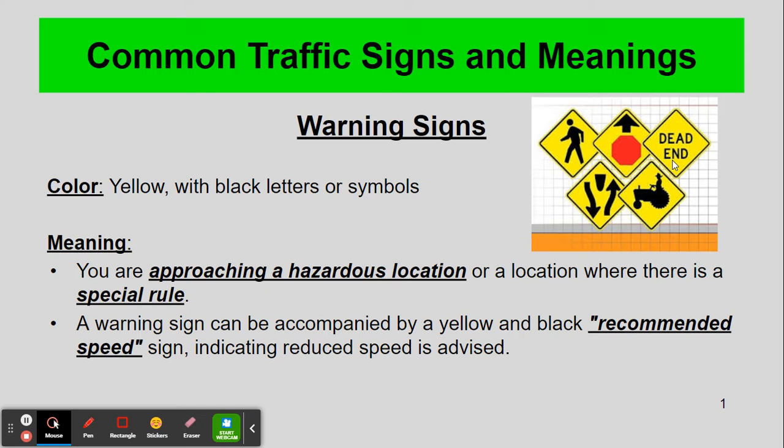Common traffic signs and meanings. Okay, so we have warning signs now, and remember they're usually triangular. They're usually diamond shaped, and they're usually yellow with black writing. And they are to tell you that there is something, right? You are approaching a hazardous location. There's usually some extra attention that needs to be paid as you continue down your path of travel, okay?